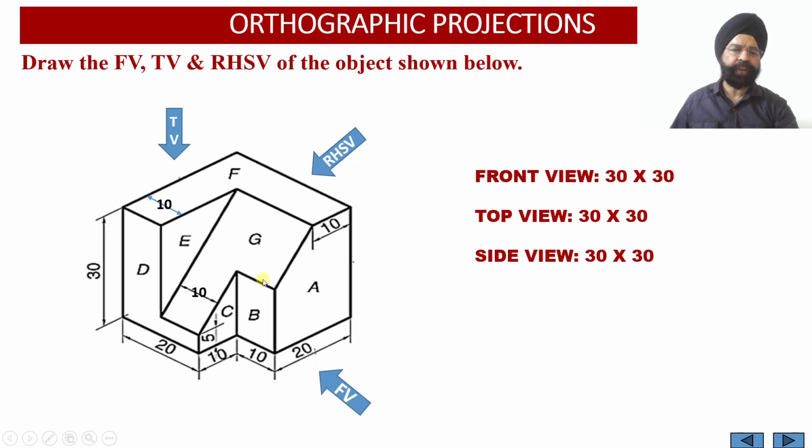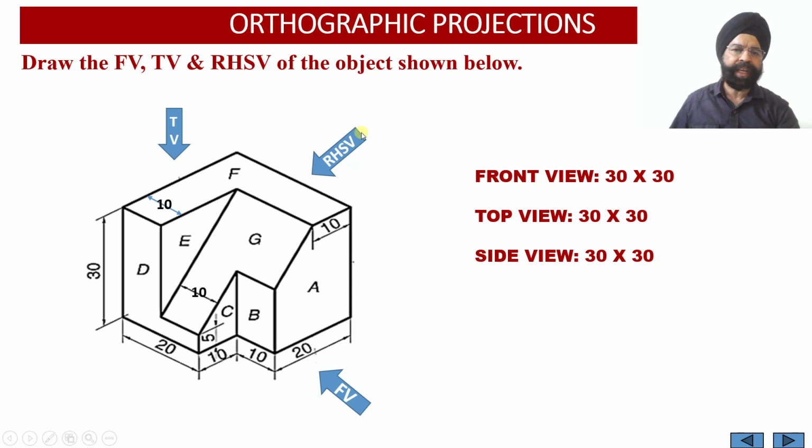Since this surface G is inclined to the horizontal plane, its projection on the horizontal plane will be viewed as the apparent shape or the shortened shape, right? So we are not going to obtain the true shape of the surface G onto the horizontal plane in the top view. Now when we look at the solid from the right hand side view, please check, we have to look from this side, right?